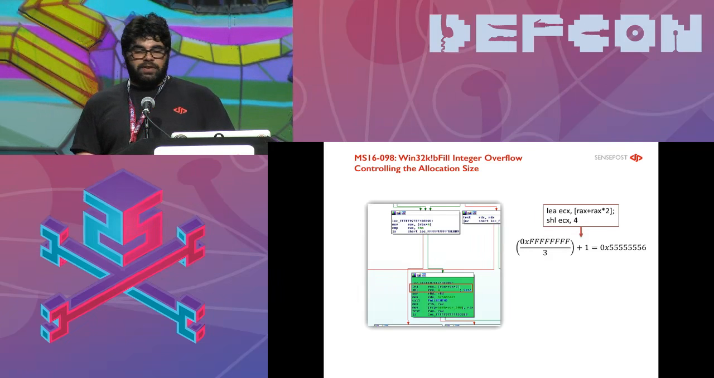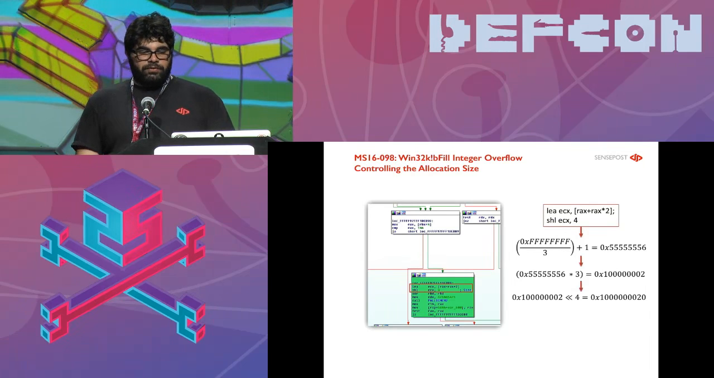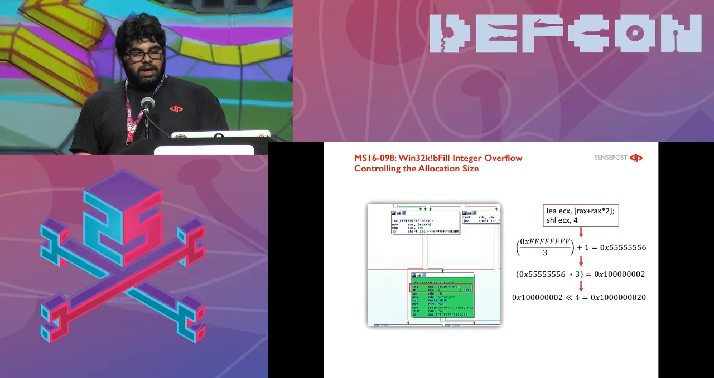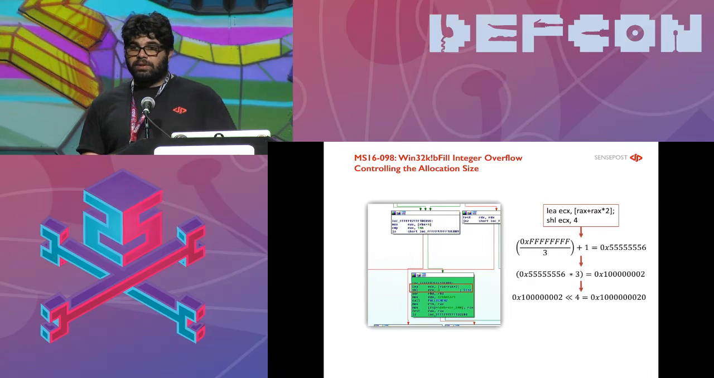So if we get the max int value and divide it by 3, and then add 1 to it so we can actually overflow it, it will result in 55555556. And then to check, if we multiply this value by 3 again, we'll notice that the value will be 10000002. Now that's before the shifting. After we shift it by 4, it will result in 1000000020. And if you look at that value, and you know that this exploit is affecting Windows 8 64-bit, then you'll notice that this value will not overflow a 64-bit register.